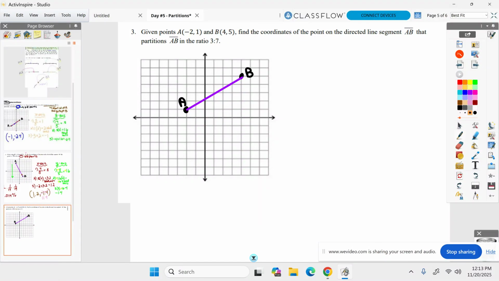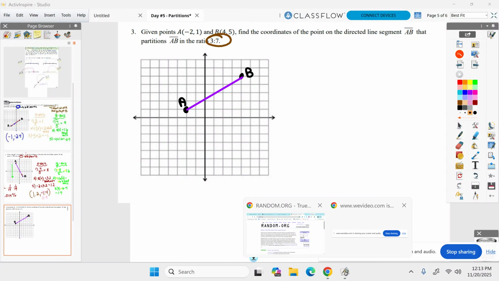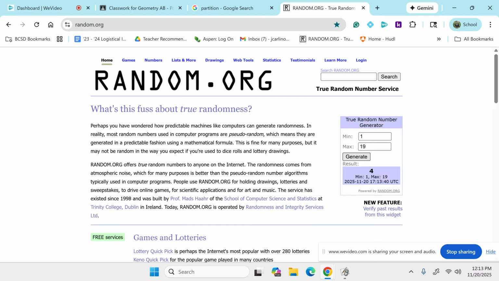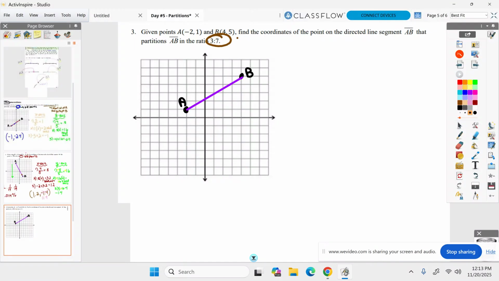All right, ratio 3 to 7. Before I start any calculations, I need to break everything up into how many equal parts? Ratio is 3 to 7. David, how many equal parts? 10 congruent parts. Perfect.